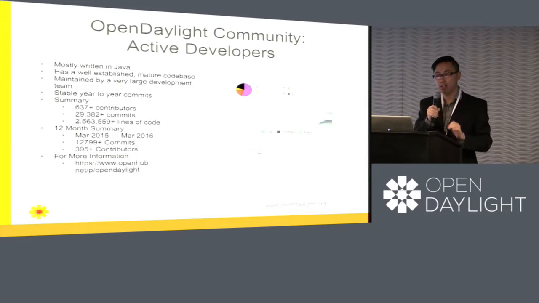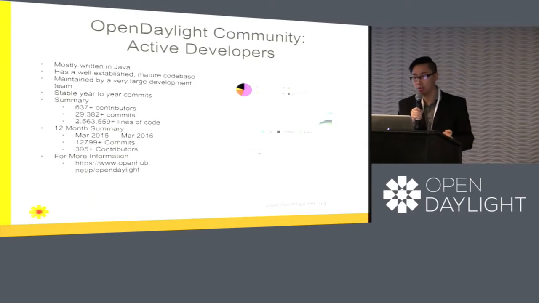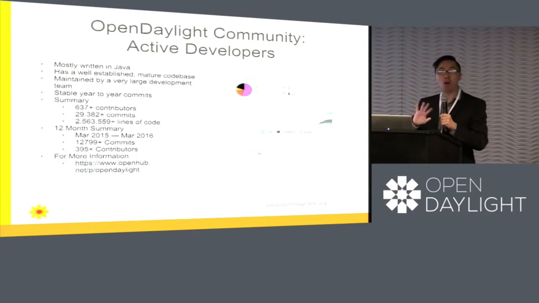OpenDaylight is mostly written in Java. That's what our code base is in. But we also have some C code, some C++ code, and other types of code. And all of this code is maintained by a very large development team.